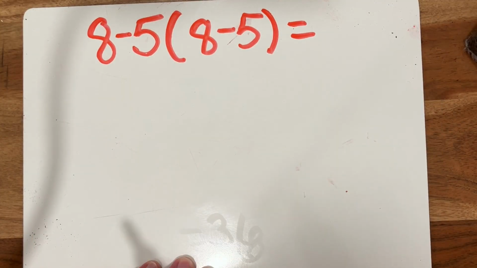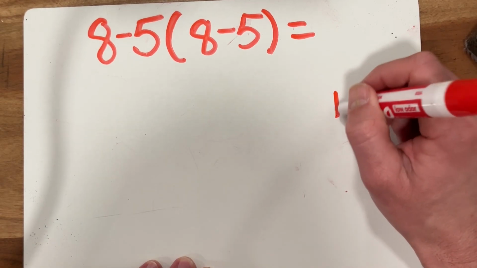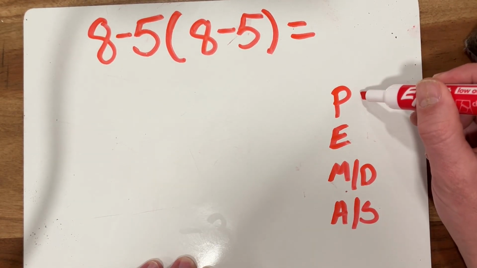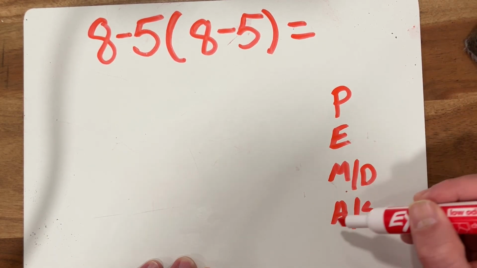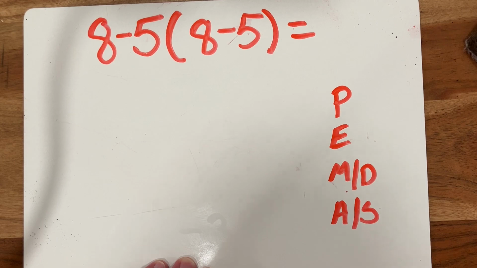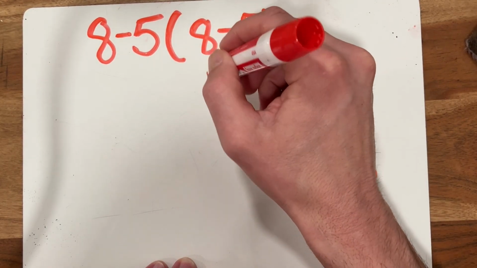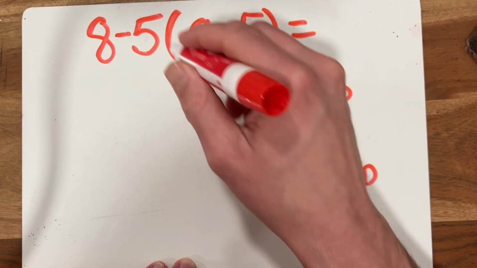Now, before we work on an equation like this, we have to remember the order of operations, PEMDAS. This tells us that we first focus on parentheses, then exponents, multiplication and division, then adding and subtracting. So in this problem, we'll start here with the parentheses. 8 minus 5 gives us 3, and then we bring down the rest of the problem here.